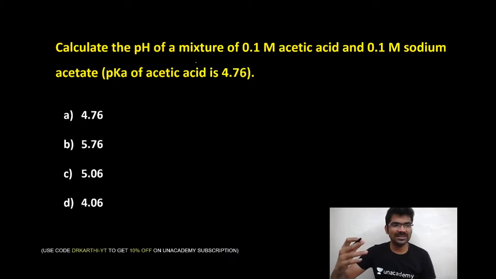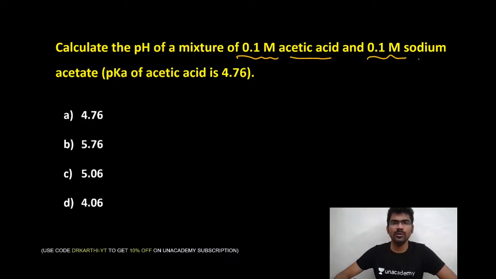Now there are some exercises you have to do. Calculate the pH of a mixture of 0.1 molar acetic acid and 0.1 molar sodium acetate. The pKa is given. So try to calculate this. What is the Henderson-Hasselbalch equation?